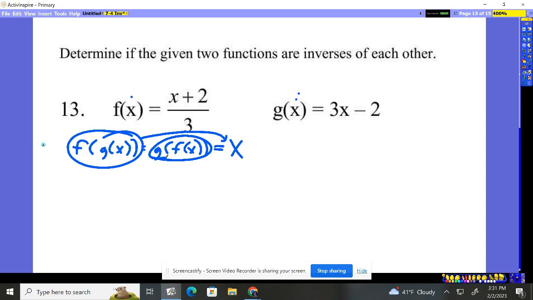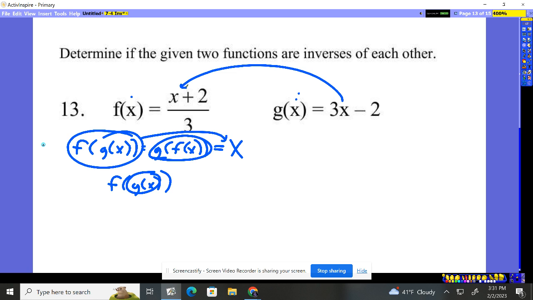You can either plug f of x into the g of x or the g of x into the f of x. I might do both. I don't really know. Let's just do this, f of g of x. So I'm going to plug g of x into the f. I'm going to plug that 3x minus 2 into that x there.